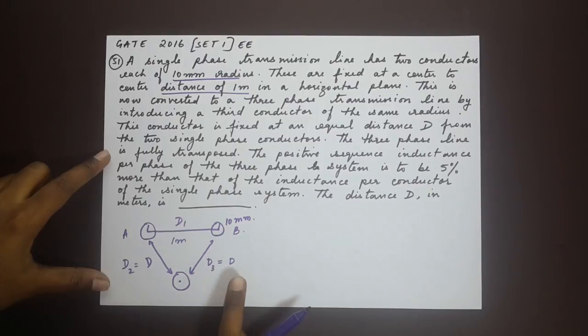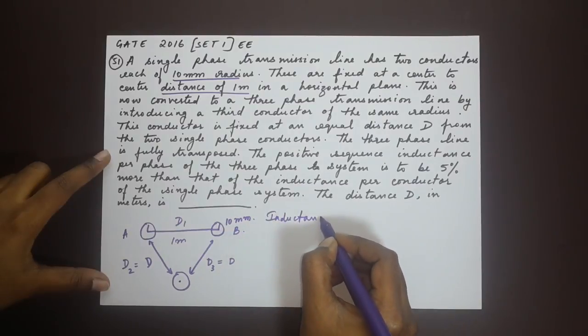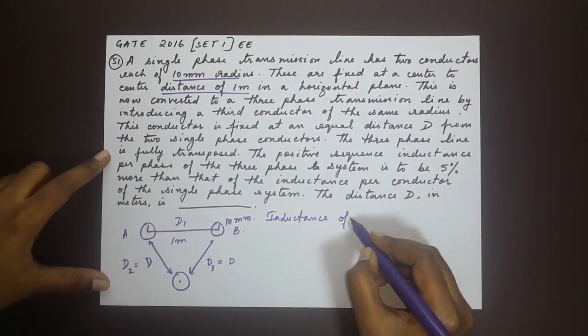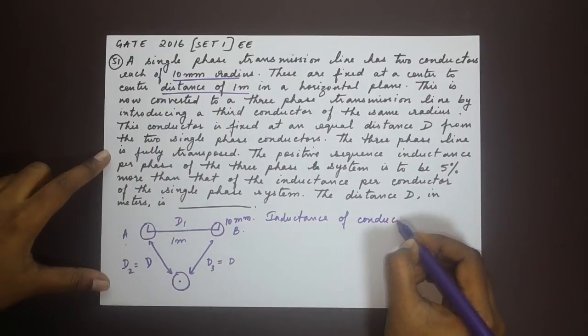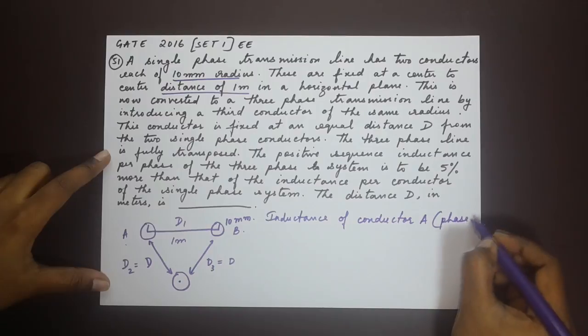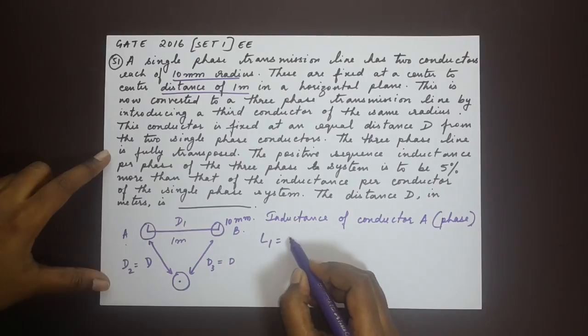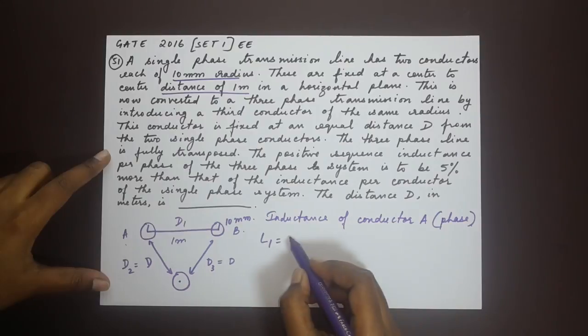So the first thing is, let's find out what the inductance of the conductor is. That's per phase. Since we have three phases here, we have to calculate per phase. So the inductance of, we're going to start with the first conductor, conductor A. We have to remember this is the first phase, per phase. So L1 is equal to, we will have to use the formula for the inductance of conductor per phase.